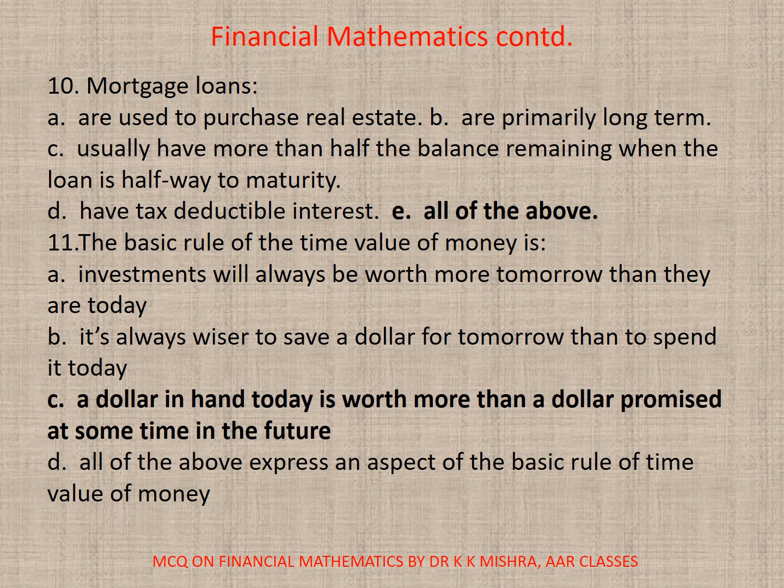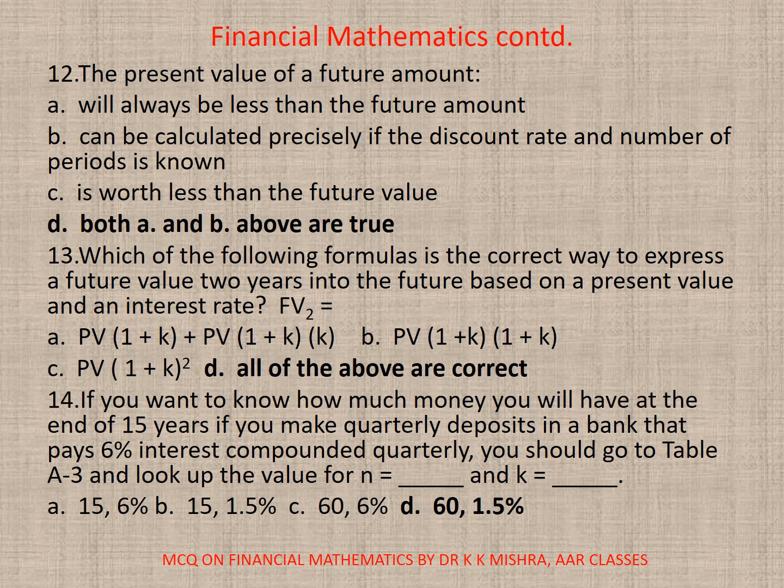11. The basic rule of the time value of money is, the correct option is C, a dollar in hand today is worth more than a dollar promised at some time in the future. 12. The present value of a future amount, A, will always be less than the future amount. B, can be calculated precisely if the discount rate and number of periods is known. C, is worth less than the future value. D, both A and B. So the correct option is D, both A and B are true.